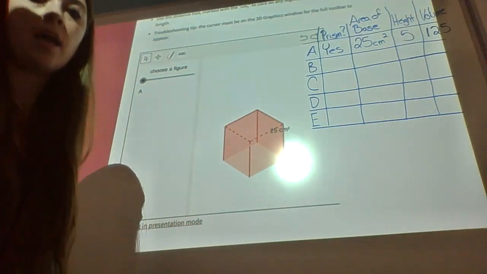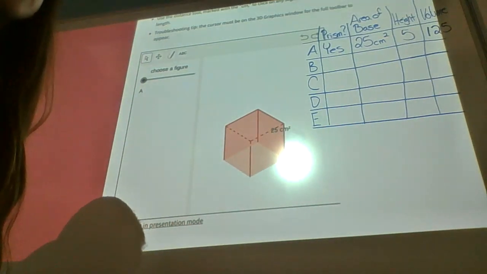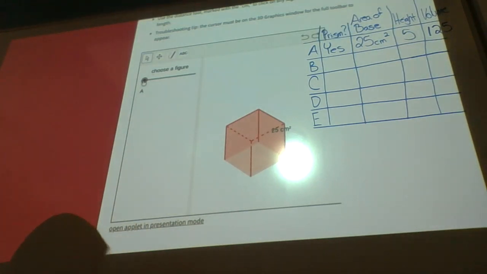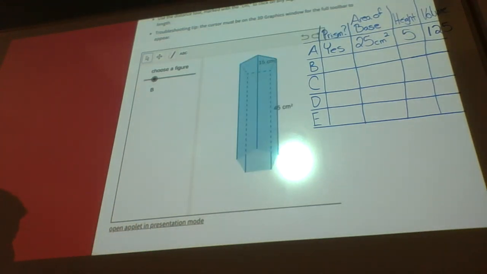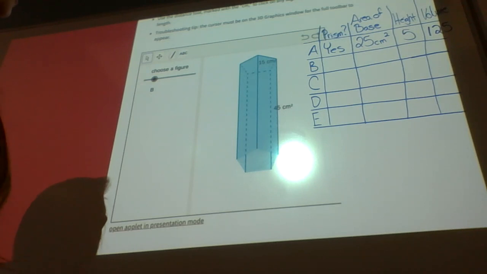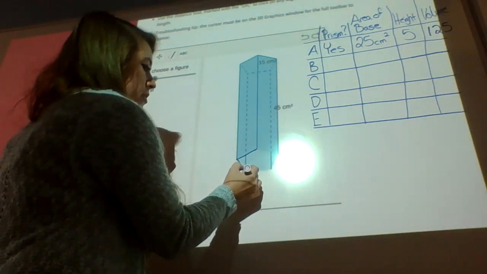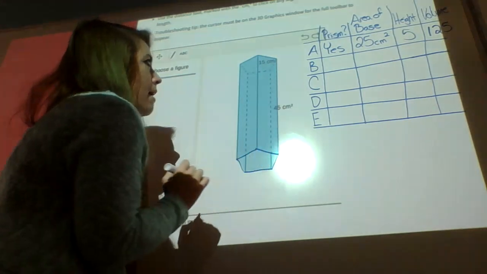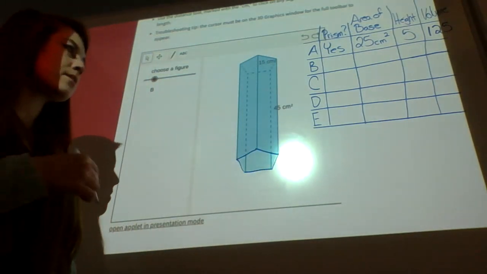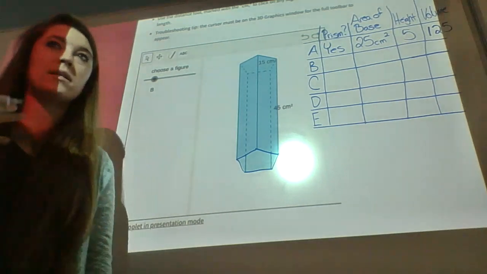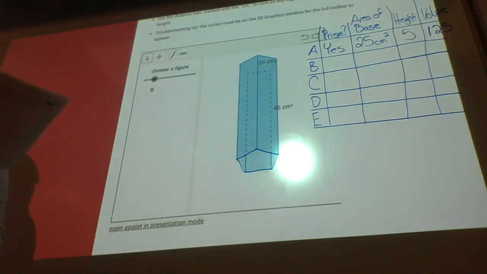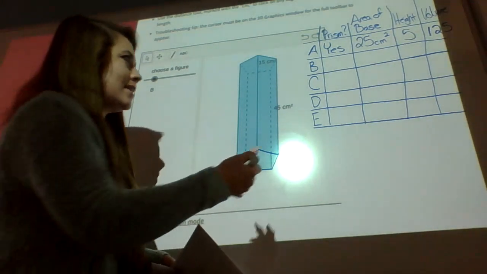Now we're going to take a look at the next one. So here we have another figure. Notice the base is 1, 2, 3, 4, 5. So we have a 5-sided base. This is a pentagonal prism because it's a pentagon on the bottom. Is it a prism? Yes, it is. I just told you that.